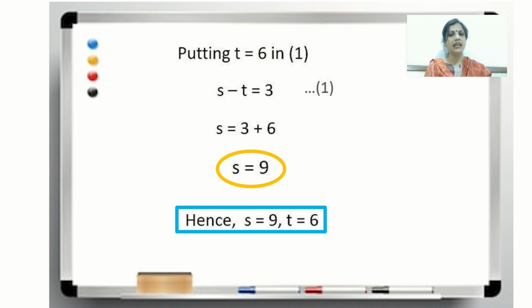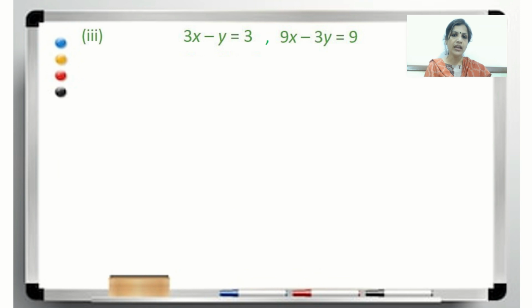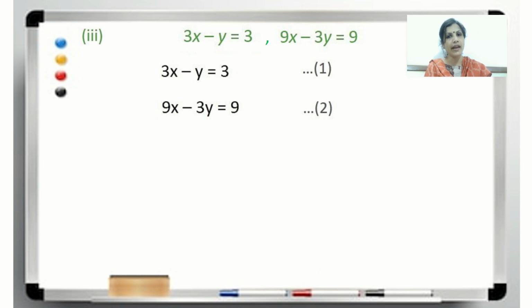Okay. Let's see the other example. This is question number 3 from exercise 3.3. Look over here. We are given two equations. We will consider 3x minus y is equal to 3 as equation 1 and 9x minus 3y is equal to 9 as equation 2. Now for substitution method, you can select any of the equations so that you can substitute either for the value of x or for the value of y.